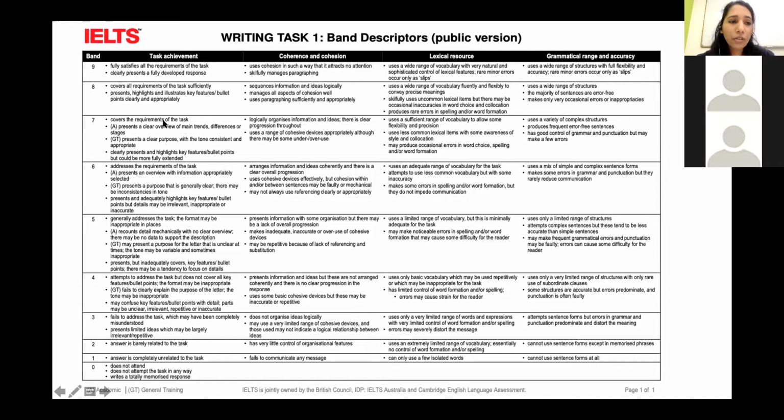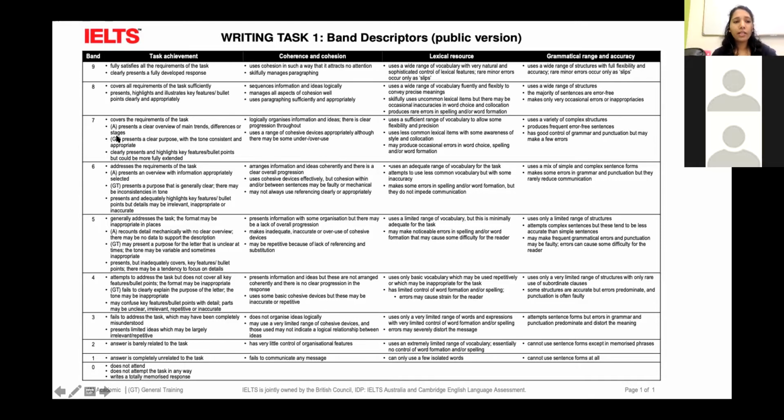There are 4 criteria for which you're marked: task achievement, coherence and cohesion, lexical resources, and grammar range and accuracy. So there are 4 factors. The first factor is called task achievement. For you to start off at band 7, you have to score 7, 7, 7, and 7 for each of these factors to end up getting your desired score. You can also get in-between scores where people get 0.5, 0.25, and like that.